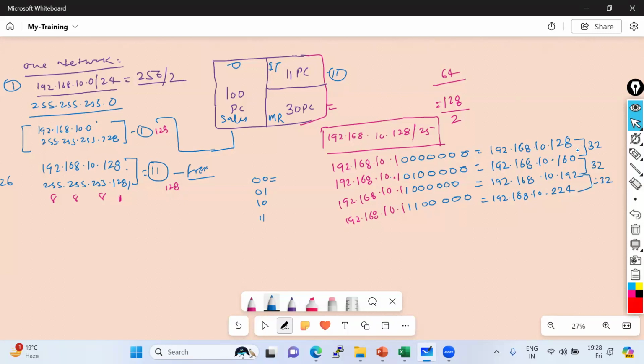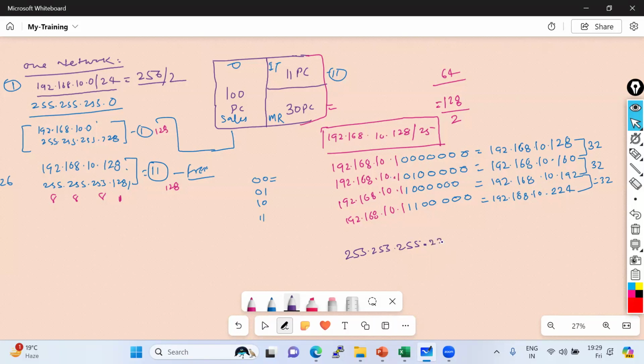So we have the 4 networks, right? We divided 32 in each. And what is the new subnet mask for all the networks? That's 255.255.255. This is going to be fixed. And here, 224.